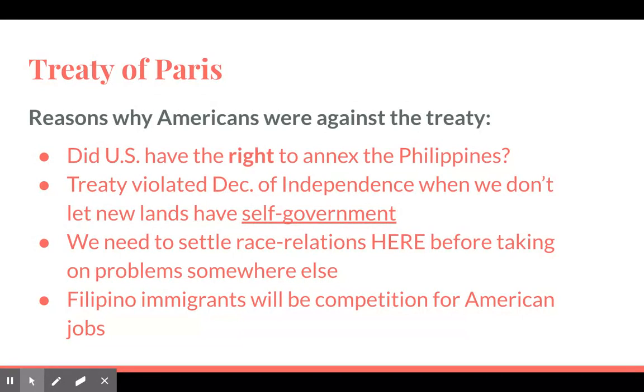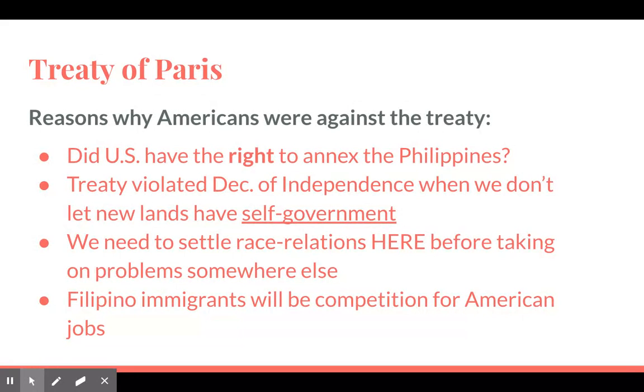Some people, third bullet point, think that we need to settle race relations here before taking on problems elsewhere. Booker T. Washington is actually a very famous anti-imperialist, and he was like, we have our own issues here. We still have segregation. We still have lynchings. We still have racial issues. Why are we taking over other countries and adding their problems onto our plate? We already have a very full plate.